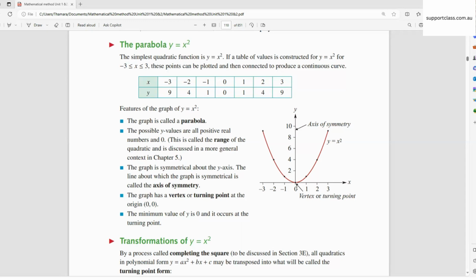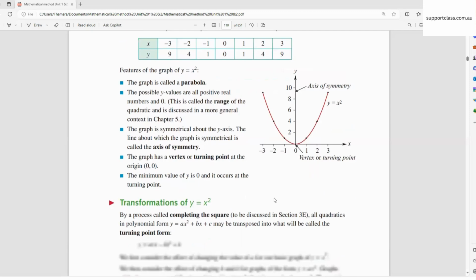So that is the most characteristic feature of this y is equal to x squared graph, right? It has a symmetry about 0, 0, and the turning point is 0, 0 as well. So that is the most special nature of this graph.